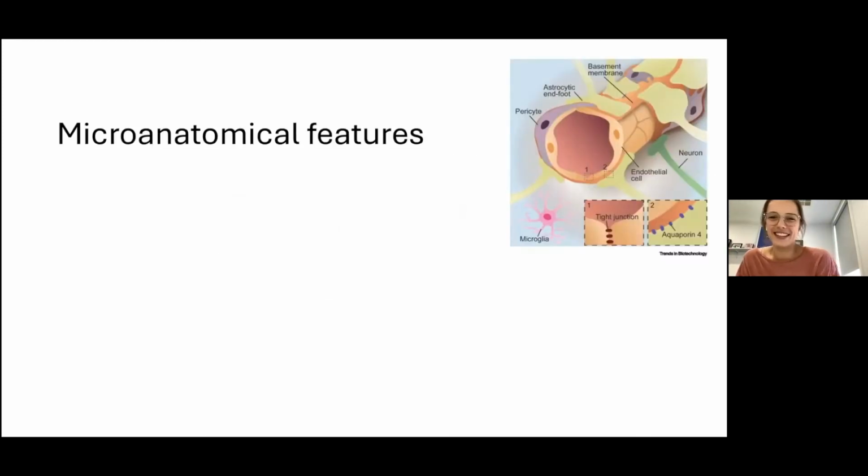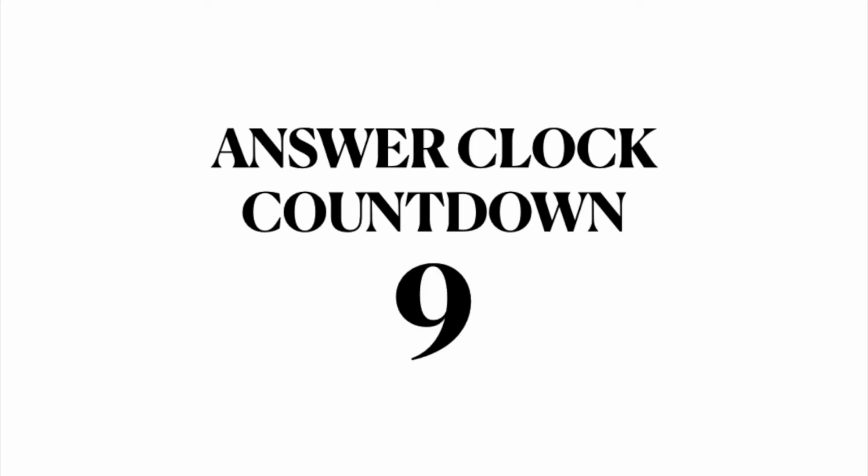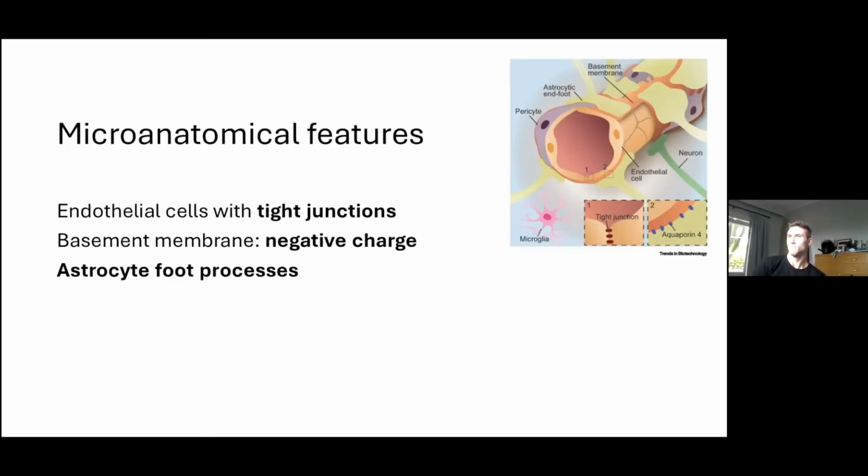So can you tell me about the microanatomical features of the blood-brain barrier? Very good. So tight junctions between our endothelial cells, as you mentioned, we've got our negatively charged basement membrane, similar to in the kidneys. And you've also got your astrocyte foot processes.